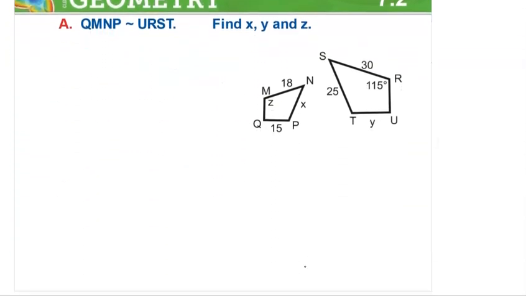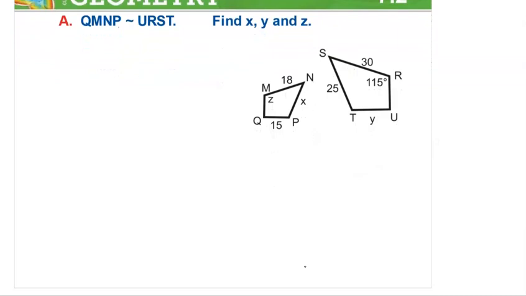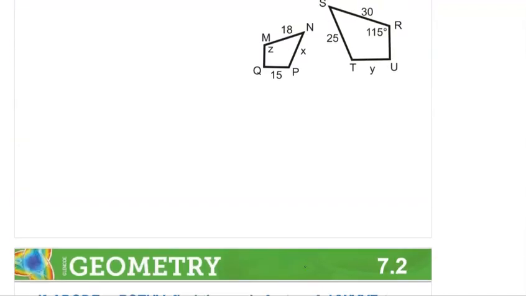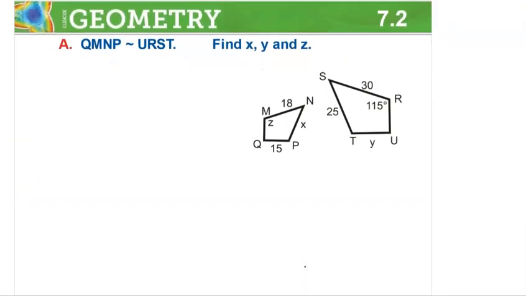So here's our two shapes. We're going to figure out what Q, X, Y, and Z are with this. I want you to go ahead and try this one and make sure that you can do it. And then our next problem will be a perimeter problem. So go ahead and try this one on your own, pause the video, then come back.